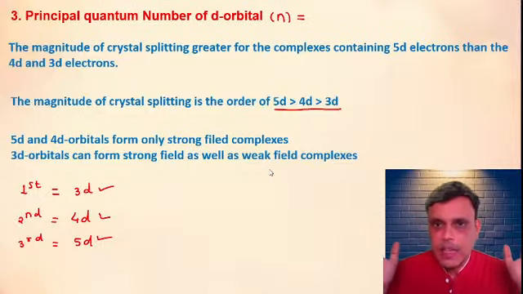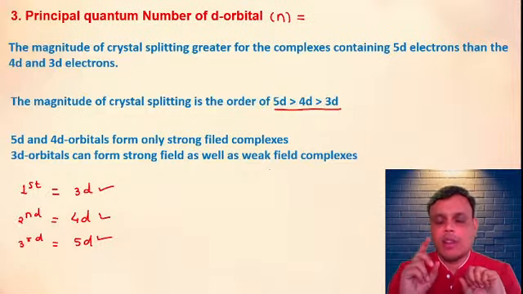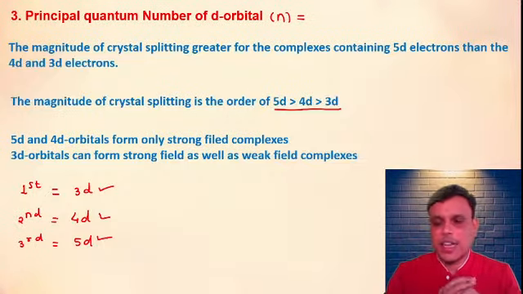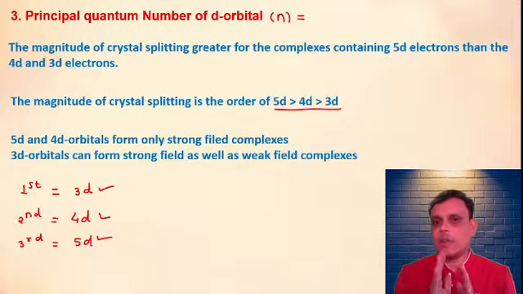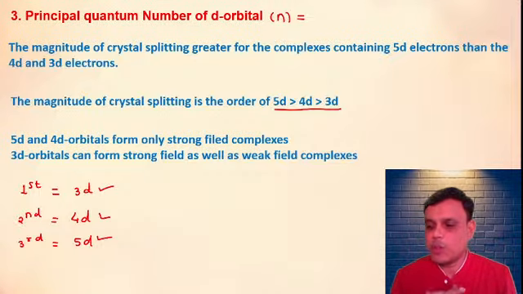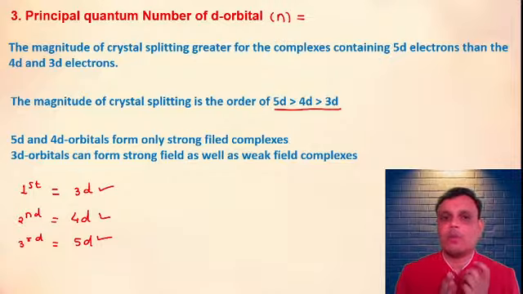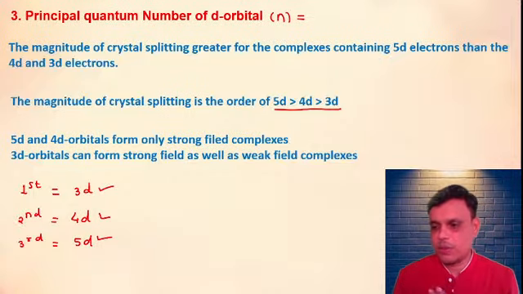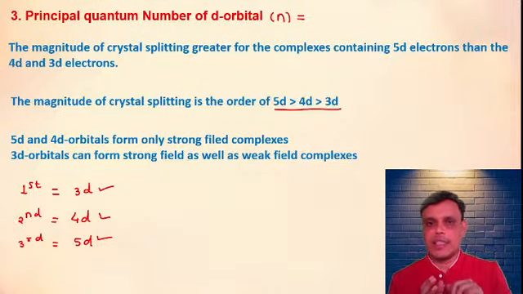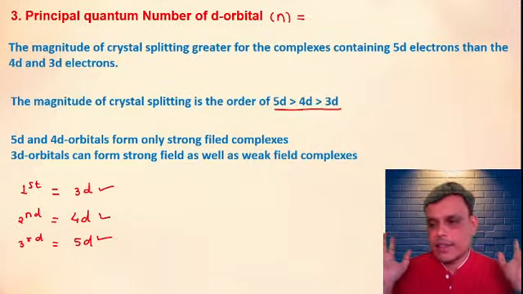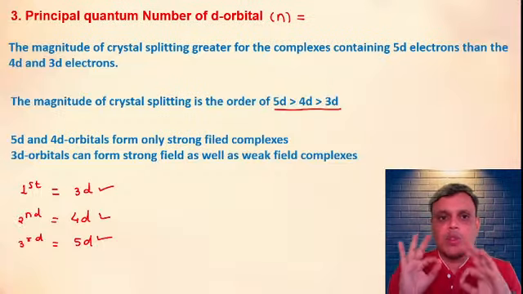We have seen that all the examples we did, all the metals are from the first row or 3d series. That means they will show strong field as well as weak field complexes. Which metals show strong field as well as weak field? Those which come from the first row or 3d series. And for the second row, that is 4d series, and the third row, that is 5d series, they will only show strong field complexes. That metal only forms strong field complexes.